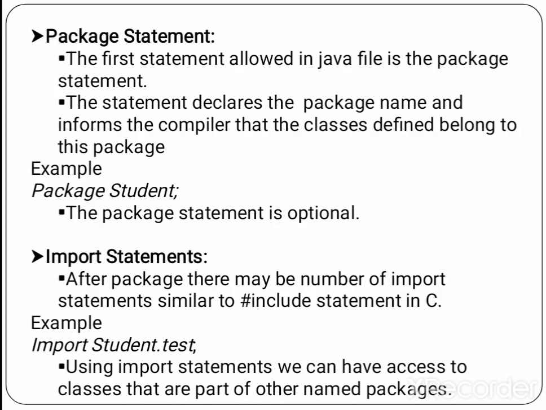Package statement. This is the first statement. Declaring the package informs the compiler that the classes defined belong to this package. Example, package student. Package statement is optional. Import statement. After package, there may be number of import statements similar to hash include statement in C. Example, import student.test.